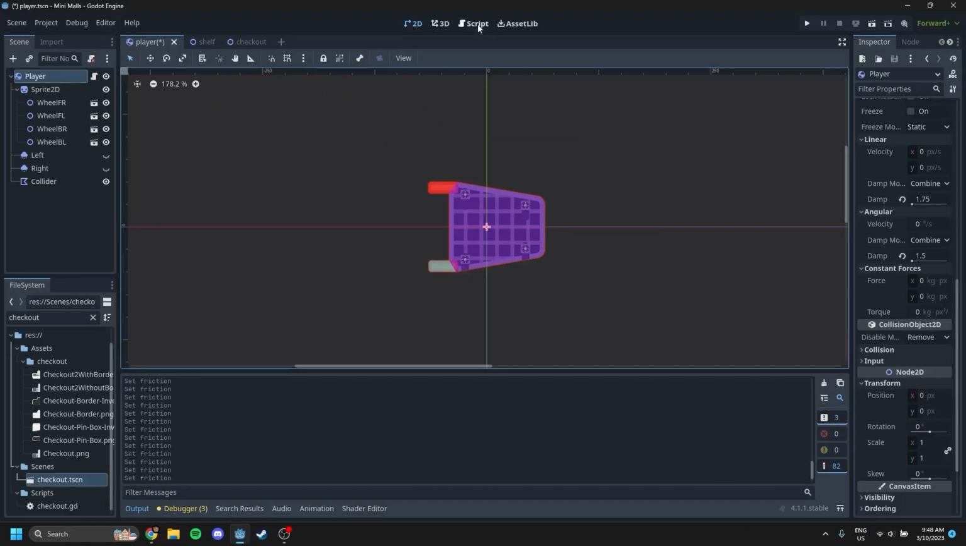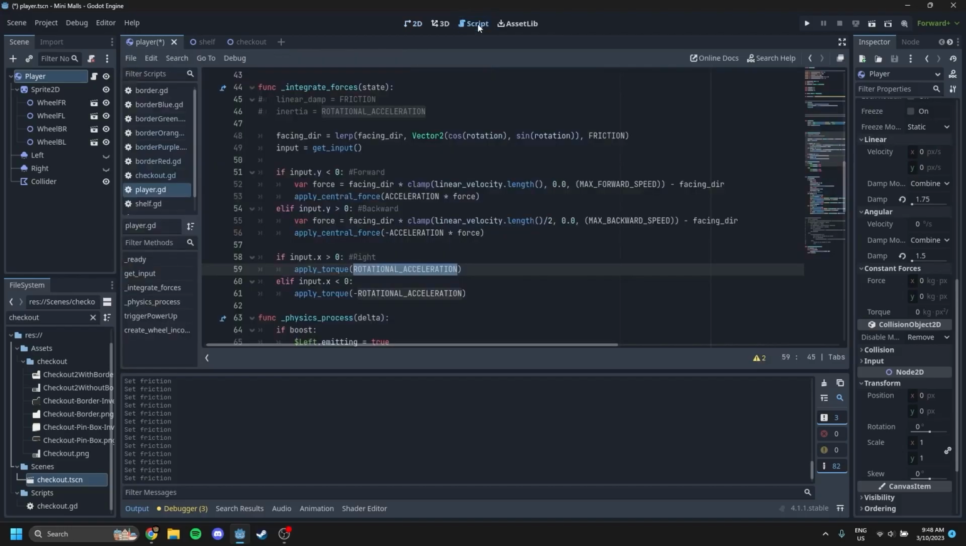So the way we control our player with code is using the integrate forces function. Basically, the two main things you need to know is apply central force gives a forward force, or consistent force, in a direction of your choosing. And then also apply torque is going to be our left and right. So the torque basically means a rotational force. It's similar to just pushing it forwards, but in terms of rotation.